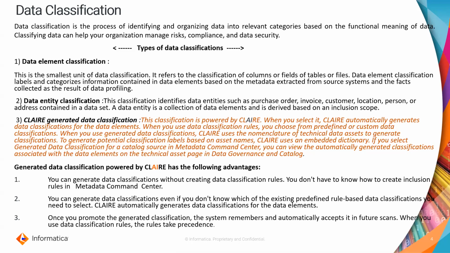Example, you can take address or purchase order. In purchase order, you will have order ID and product name, which makes a combination. That's where it says it's inclusive scope.